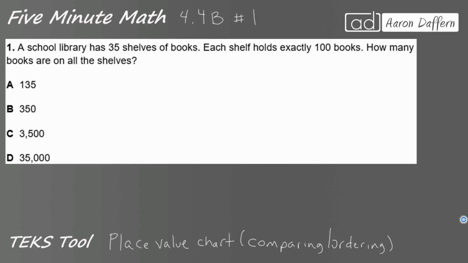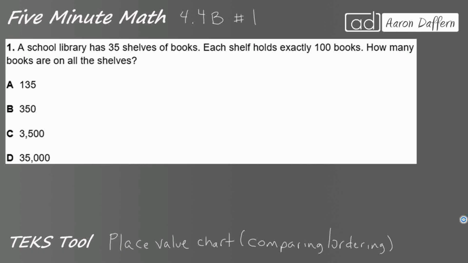Today we are looking at the TEKS tool place value chart. We are working with comparing and ordering with a problem related to TEKS 4.4b, and we will solve it in 5 minutes or less. If you haven't done so already, please go ahead and take a moment to pause the video, work this problem out on your own, unpause it, and we will look at our answers together.